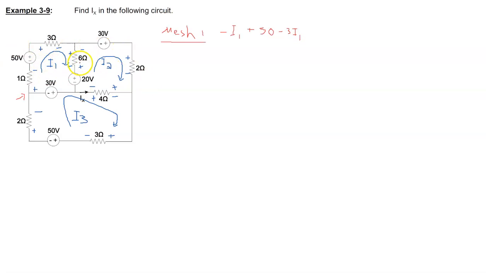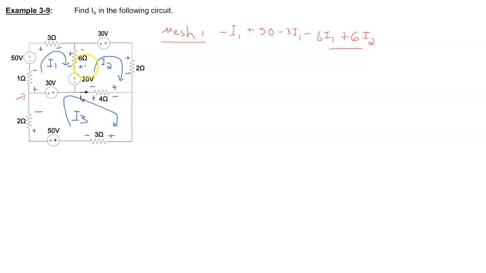For the 6 ohm resistor, the shared resistor from the I1 side, negative 6 I1. And so then the polarity for I2, if we're going down from the mesh 2 side, that's a rise, so plus 6 I2. And when they're shared like that, the two terms that they put in the equation are always opposite polarity. So the second one will always be positive, right?